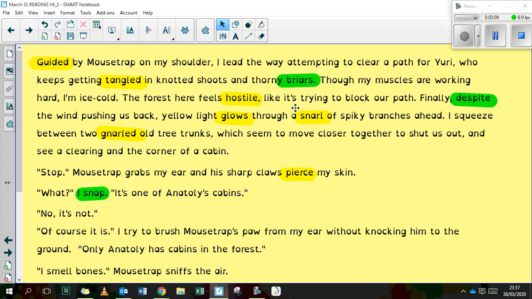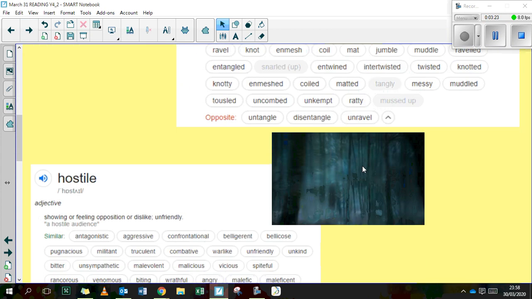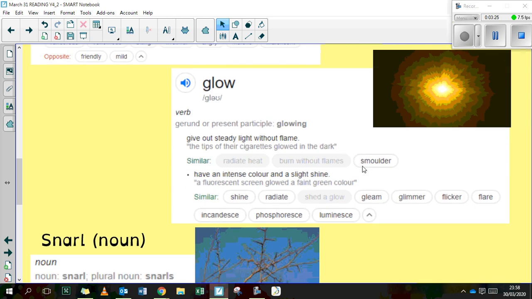Finally, despite means even though. The wind pushing us back, yellow light glows through. So glow, what does that mean? And we've looked at that word before, so let's look at it in a bit more detail. The word glow means to give out a steady light without a flame, or have an intense colour or a slight shine. So we've got words like gleam, glimmer, flicker, smoulder. That's the kind of light that's coming through.